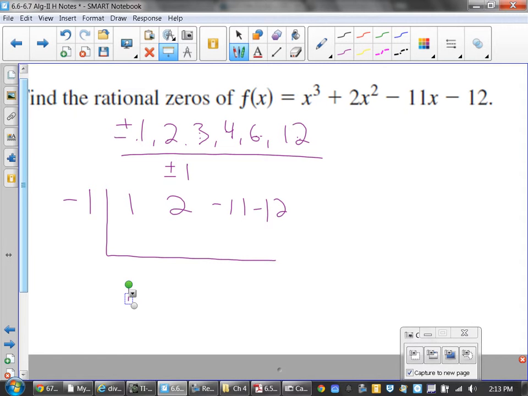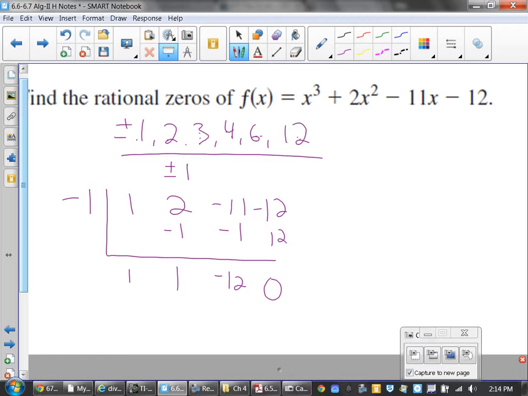Did I do that wrong? Hold on. 1, 1, 3, 3, negative 8. Yeah, it still doesn't work. So I erase it and I go to negative 1. 1, negative 1, 1, negative 1, negative 12, 12, 0. So in this case, I only had to do it twice, and I found one of my first zeros.